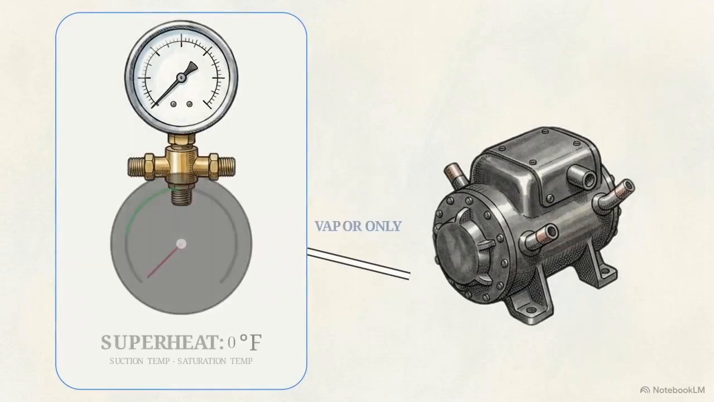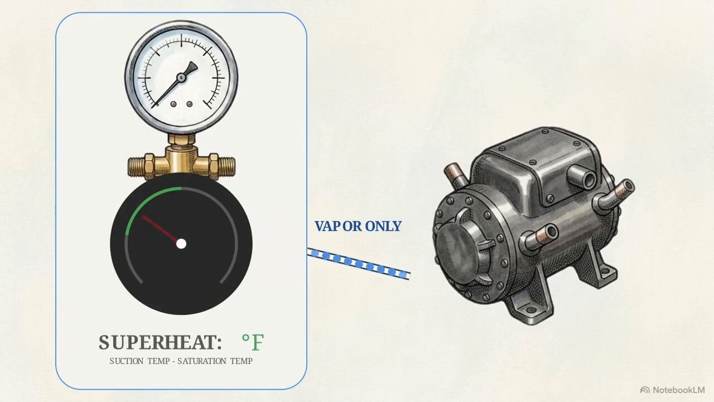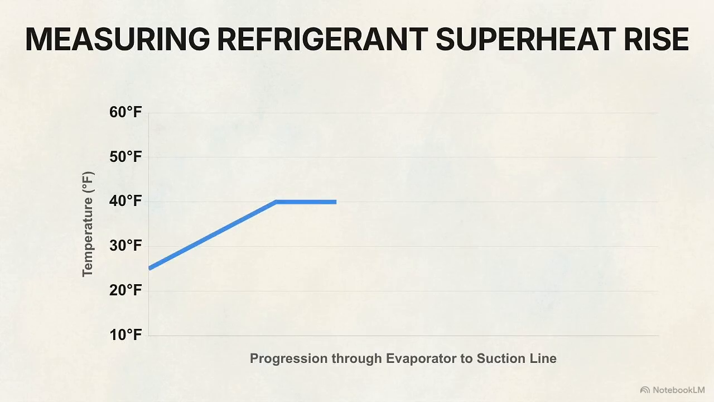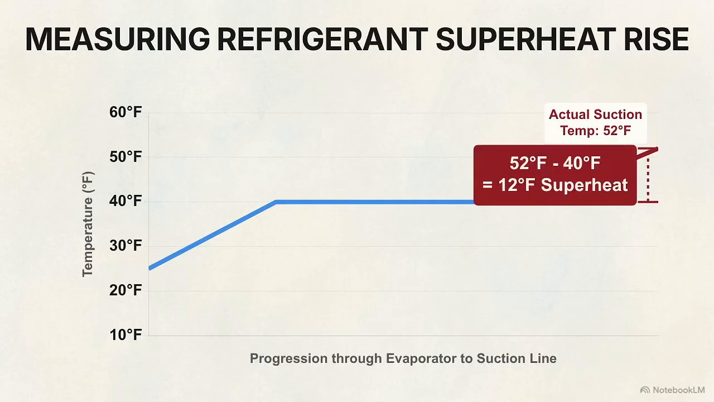Technicians prevent these failures by monitoring superheat, the primary diagnostic metric used to prove that the compressor is receiving only vapor. Superheat represents the extra heat absorbed by the refrigerant after every drop of liquid turns to gas. It is the temperature rise once the boiling process is completely finished. To calculate this, subtract the evaporator saturation temperature from the actual suction line temperature.